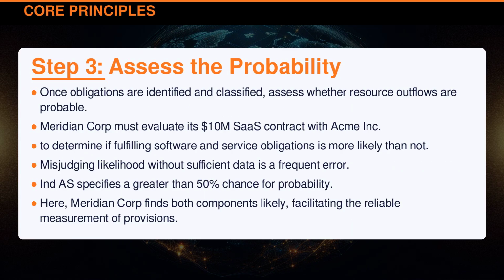Once obligations are identified and classified, assess whether resource outflows are probable. Meridian Corporation must evaluate its $10 million SaaS contract with Acme Incorporated to determine if fulfilling software and service obligations is more likely than not. Misjudging likelihood without sufficient data is a frequent error. Indian Accounting Standard specifies a greater than 50% chance for probability. Here, Meridian Corporation finds both components likely, facilitating the reliable measurement of provisions.